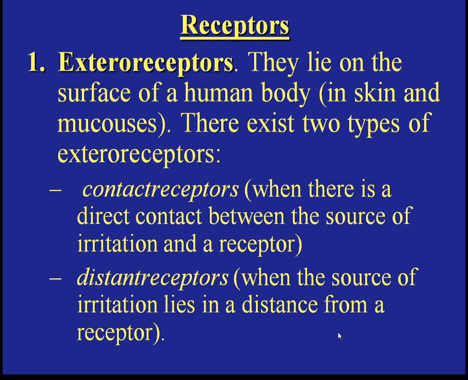There exist 2 types of exteroreceptors. Contact receptors, when there is a direct contact between the source of irritation and a receptor. For example, when we touch skin. And distant receptors, when the source of irritation lies at a distance from a receptor. Examples: hearing, sight, vision.